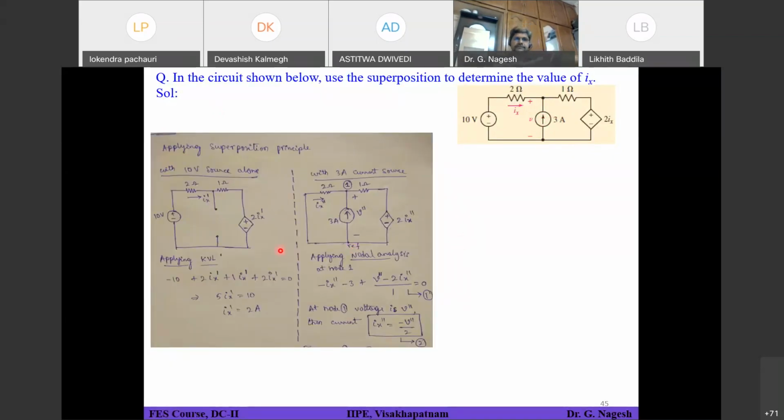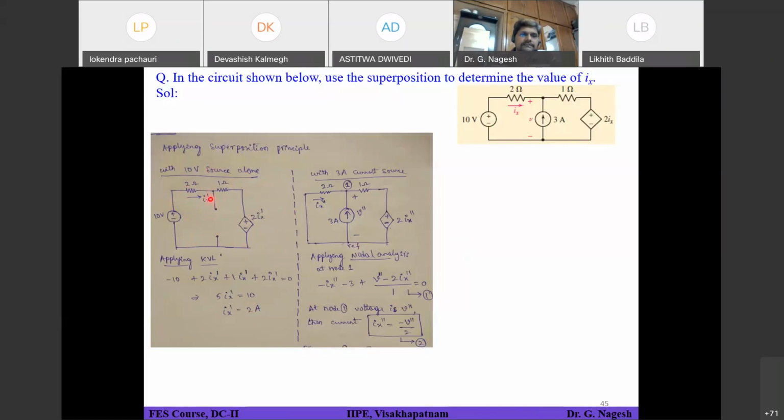So, applying the superposition theorem with the 10 volts source alone, I am considering only the 10 volt source in my circuit as stage 1. So how to solve it? If you see here, simply apply KVL for this entire loop, and you can solve that. Why am I calling it Ix dash? Because this is not the complete solution for your network. We are in stage 1, so just for my clarity, I have given all variables with Ix dash.